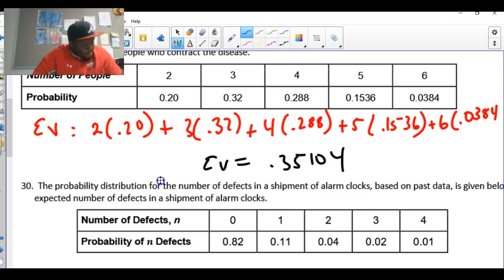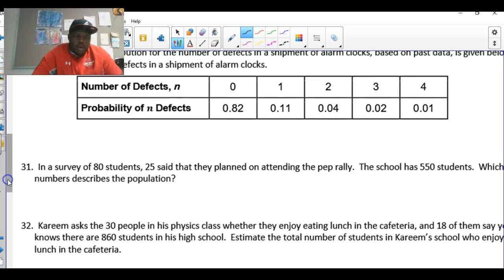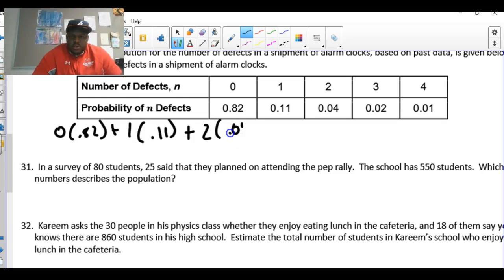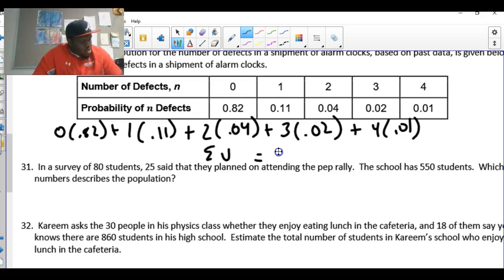Find the expected number of defects in the shipment of alarm clocks. Guys, you do this problem exactly like you did the previous one. You're going to do 0 times 0.82 plus 1 times 0.11 plus 2 times 0.04 plus 3 times 0.02 plus 4 times 0.01. And when you do that, you're going to get an expected value of 0.29. All right, so there we go.